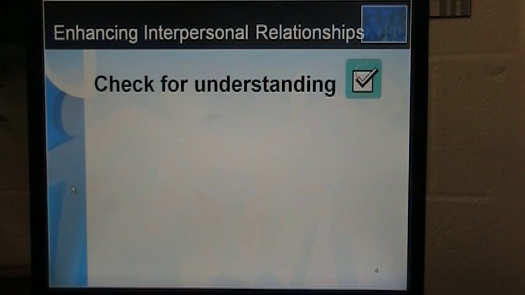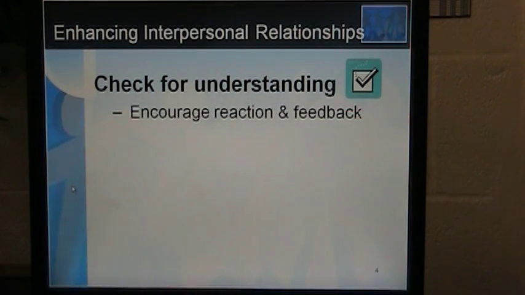When you are engaging in conversation with someone, it's often a good idea to pause and make sure that they understand the message that you are sending before you get too deep into that message. Otherwise, you have a lot of confusion and wasted time. Some ways you can check for understanding include encouraging reaction and feedback, which can be as simple as asking, what do you think about that? Or do you understand?